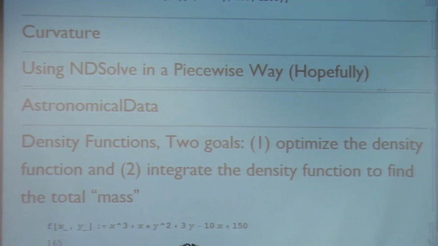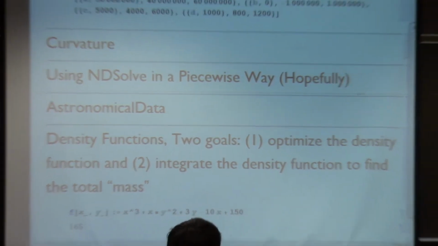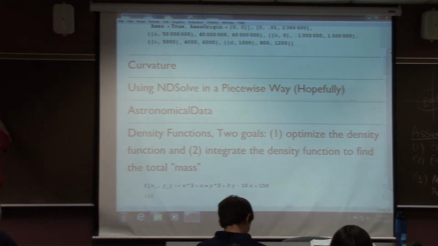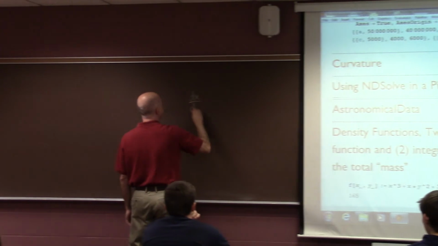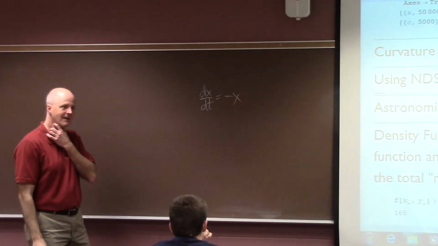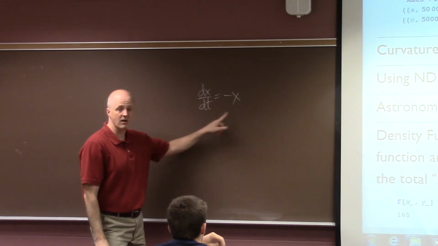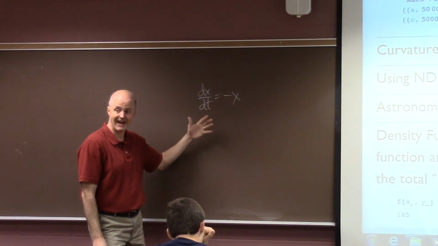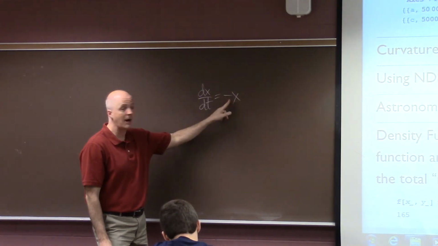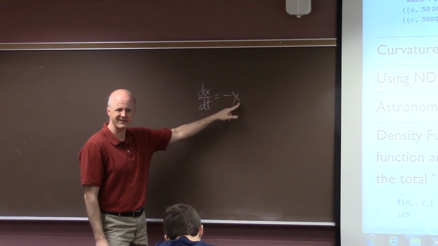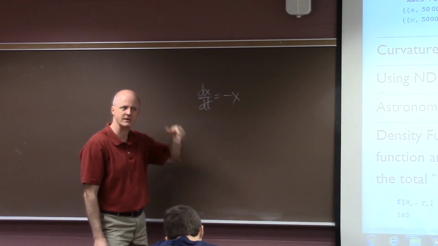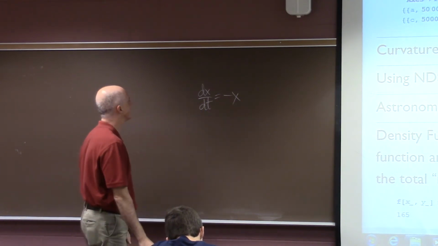Let's do an example, a simpler example, to illustrate how to use NDSolve in a piecewise way. So I'm about to write down a real simple differential equation. There's a pretty simple differential equation. To solve this equation, you're looking for a function, x is a function of time, where the derivative of the function is the opposite of the function for all values of time. You don't see a t over there, but that's the implicit assumption that x is a function of time here.